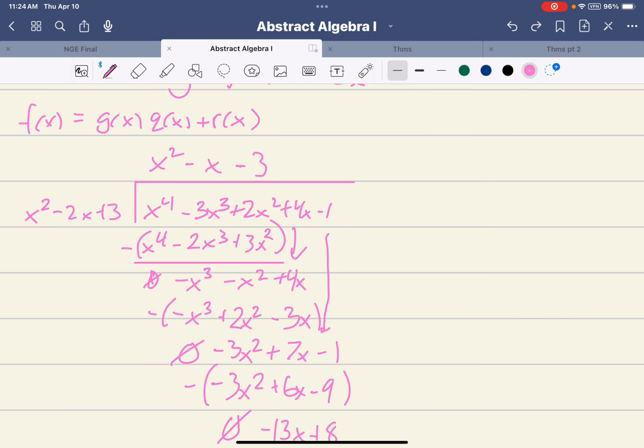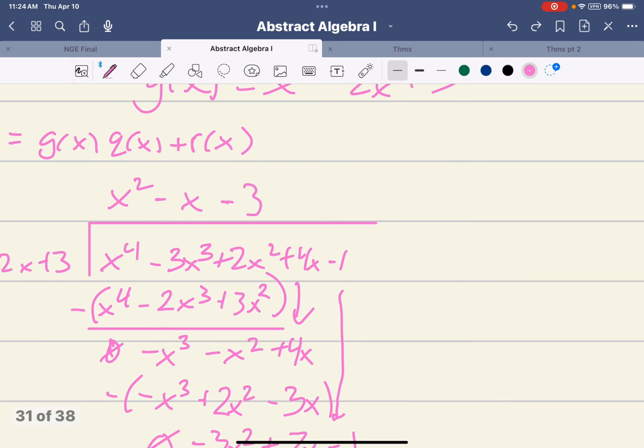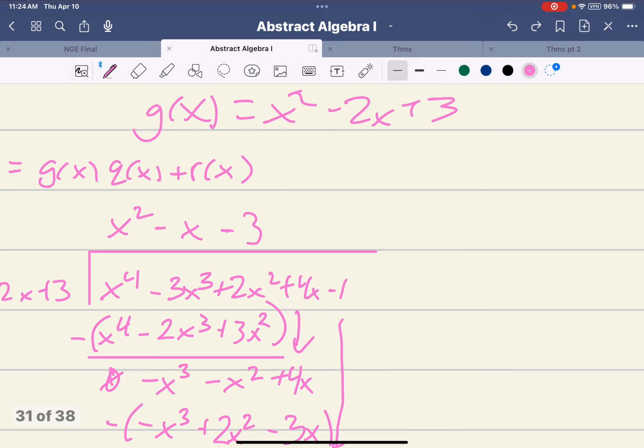Oh, it's because this is a positive 6 being subtracted from a positive 7. So that's just going to be an x. Yay! x plus 8. That makes sense. And then I'm going to have my remainder, which is x plus 8. But I'm changing that 8 to a 3 since we're in Z5, right? Because 8 minus 5 equals 3.